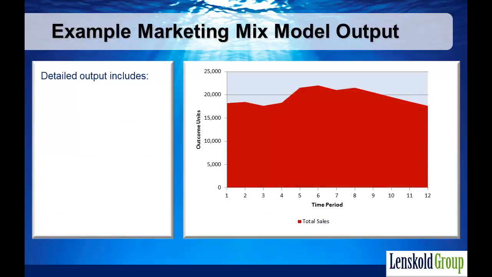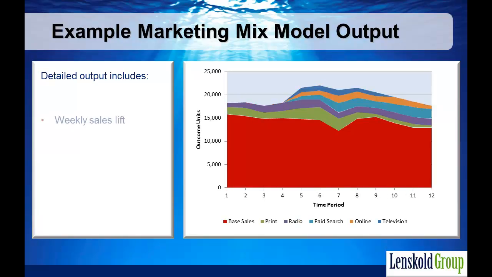And so when we look at the outputs and some examples of what comes out of this, again, a simple version, we could just get a comparison here. If we look at the total sales over the period of time, we could break this down. So weekly or monthly sales lift. So out of all those sales, we could attribute some to print, radio, paid search, online, and television. We have base sales that are not attributed to any specific marketing, and that's because of the short-term nature. There is other long-term sales activity happening.